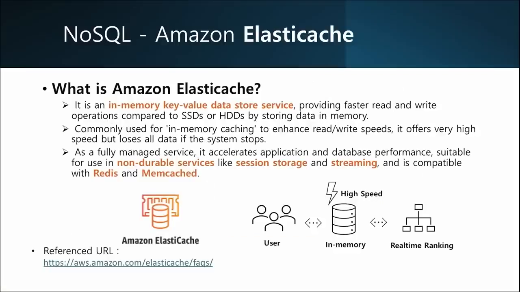Next, let's learn about ElastiCache, an in-memory key-value database. ElastiCache is an in-memory key-value database that provides key-value services on memory without going to SSDs or HDDs, allowing for faster use. However, the downside is that when the instance goes down, all data is erased because the memory is volatile. So, it is a database suitable for short-term purposes that do not require continuous data storage. It is compatible with Redis and Memcached.